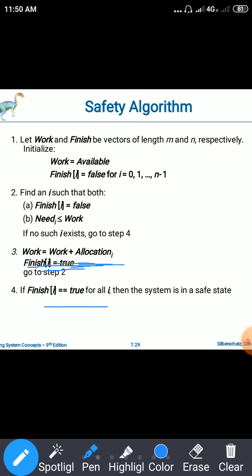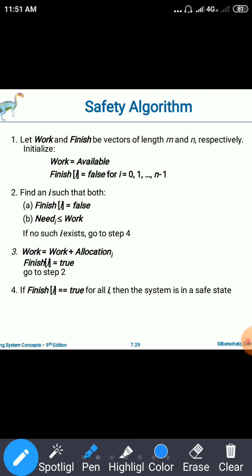Okay. Next, the fourth step: if Finish[i] is equal to true for all i, then the system is in the safe state. What does it indicate? Suppose in the system we have three processes P1, P2, P3. If Finish[i] is true for all three, for all i, then the system is in the safe state. It means that if we allocate the resources to all the processes P1, P2 and P3 and all have completed their execution, then we'll say that the system is in the safe state. Understood this algorithm? Any doubt in this algorithm?